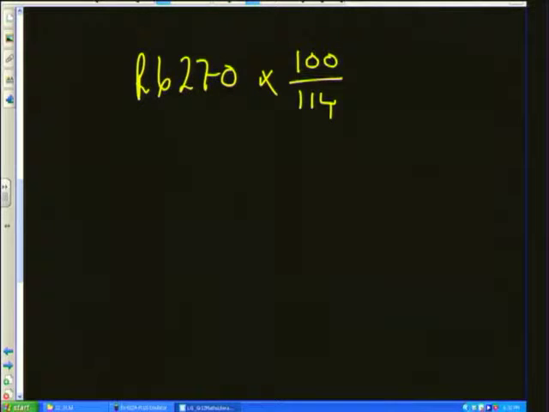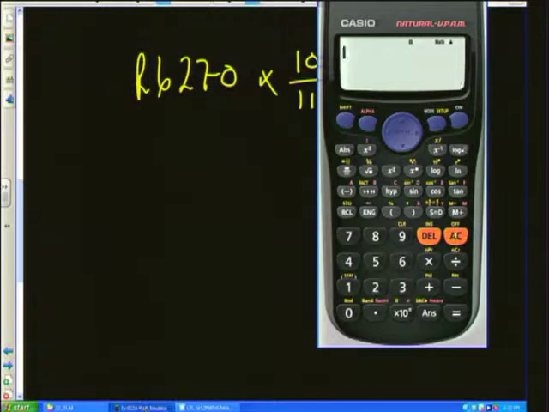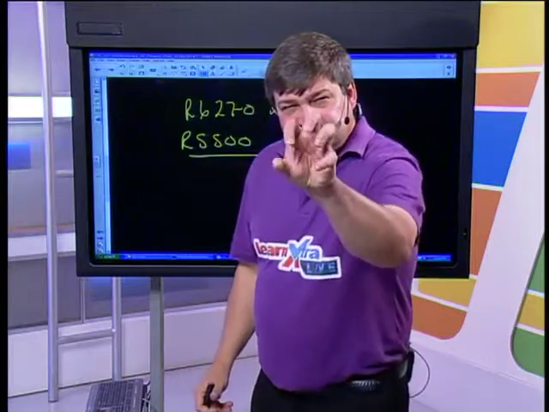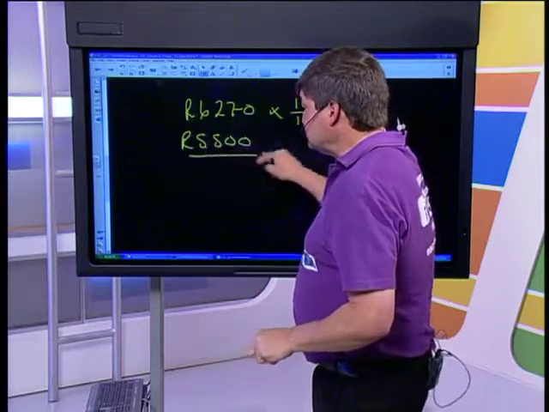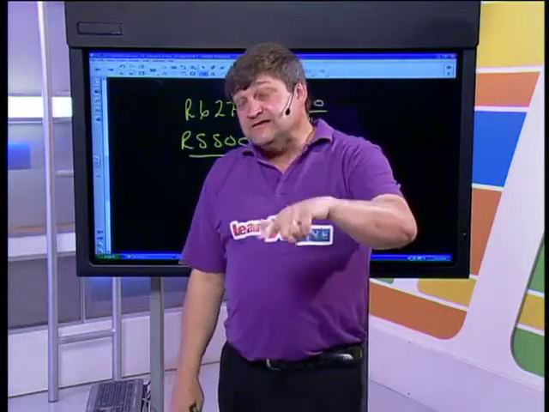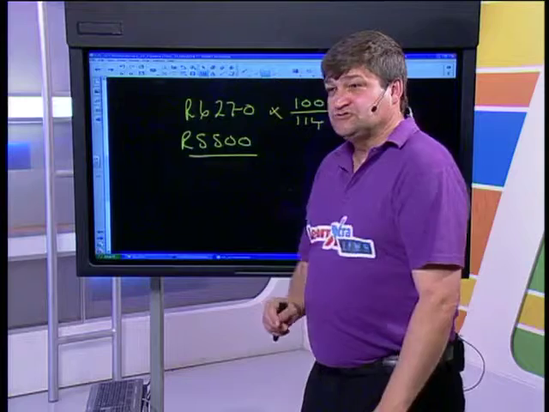Let's see what happens. So I've now got 6270, multiply that by 100 over 114, and I get an answer of 5,500 Rand. Okay. Should I prove to the viewers I'm right? Please. Okay. Let's find 14% now of this 5,500 Rand, and then see if we land up with 6270.